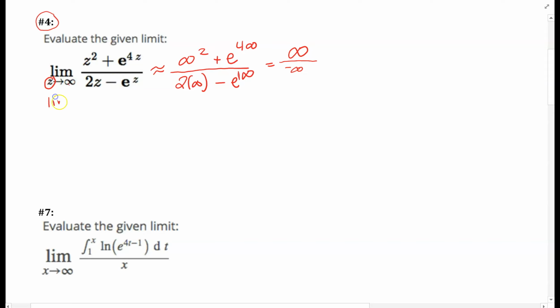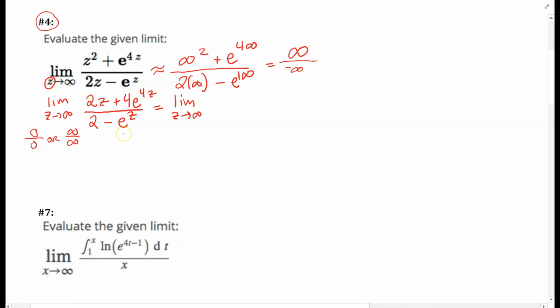So if I did that, then I could take the limit as z approaches infinity of the derivative, 2z plus 4 times e to the 4z, if I use the chain rule. And then on the denominator, the derivative would be 2 minus 1 times e to the z. But both of those are still approaching infinity, right? I still have 2 times infinity plus 4 times e to the 4 infinity all over 2 minus infinity. So I could keep going. You can apply L'Hopital's rule repeatedly and just keep taking the derivative as long as the fraction still follows 0 over 0 or infinity over infinity, which this does.